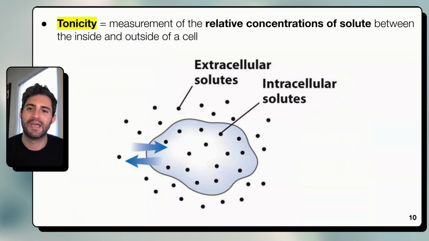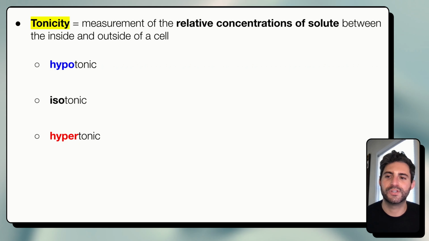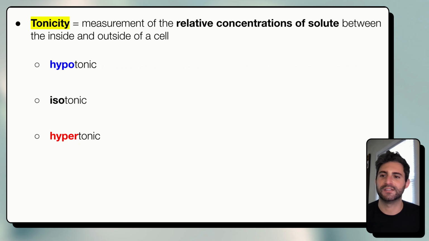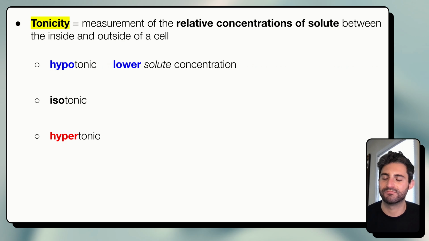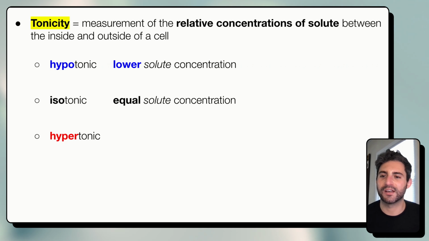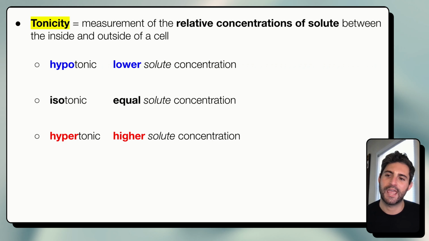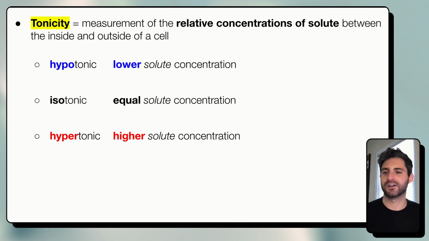And when we want to describe the relative concentrations of solute inside or outside a cell, we use the term tonicity. That term tonicity can be used in 3 ways. We can say that a solution is hypotonic, isotonic, or hypertonic. Solutions that are hypotonic typically have a low solute concentration. Solutions that are isotonic have an equal solute concentration. And then hypertonic solutions have a higher solute concentration. Those 3 words only make sense when they're used to compare 2 environments. That could be the inside of the cell compared to the outside of the cell, or vice versa.